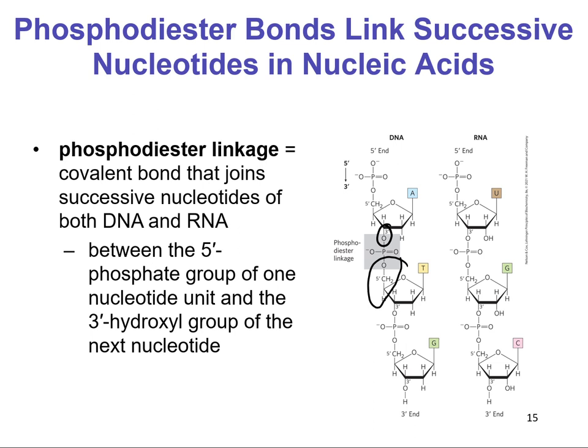There's going to be a covalent bond made, and I'm not going to require you to know the chemistry and draw the arrows for how the phosphodiester bond is formed, but just know that this is what it's called. It's a phosphodiester bond, and it's between the 5' phosphate on one nucleotide and the 3' hydroxyl of the next one to be added. So you definitely want to know that.